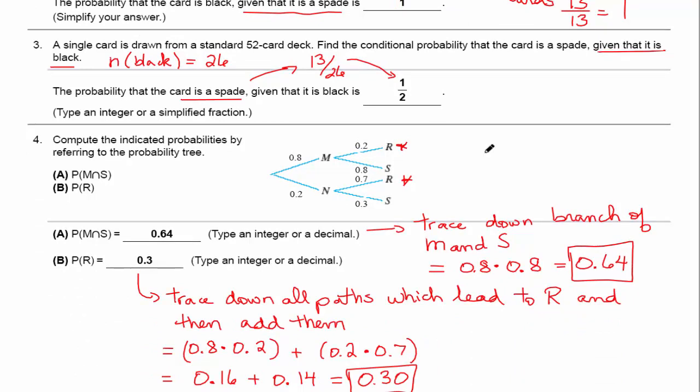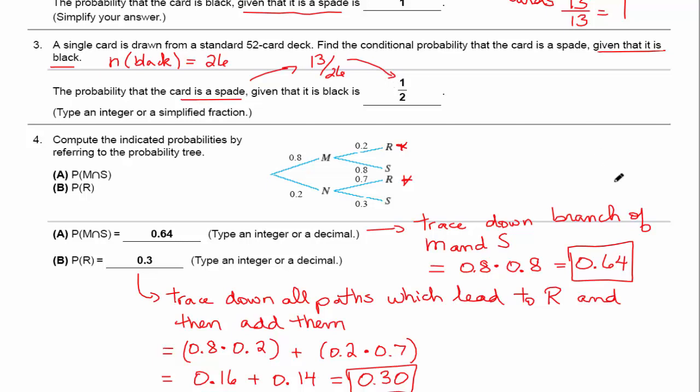In question 3, a single card is drawn again. Find the conditional probability that the card is a spade, given that it is black. All right, well, let's see. Now, it's not 1 again like in the previous problem, because if I know it's a black card, there are 26 of them. 13 of those are spades and 13 are clubs. So the probability that it's a spade is 13 out of 26, or 1 out of 2.